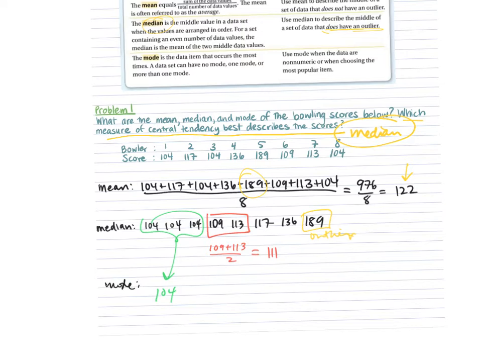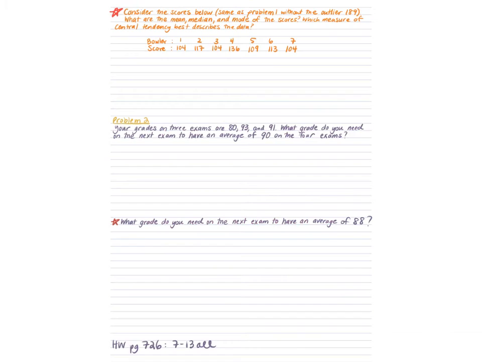And you can see that with that data, 111 seems a little bit more in the middle than 122. Middle, or just kind of gives you a better idea of what happened with the data. Right? If I told you the average was 122, you might think people scored a little higher than they did. But because that outlier is really throwing it off. Okay.